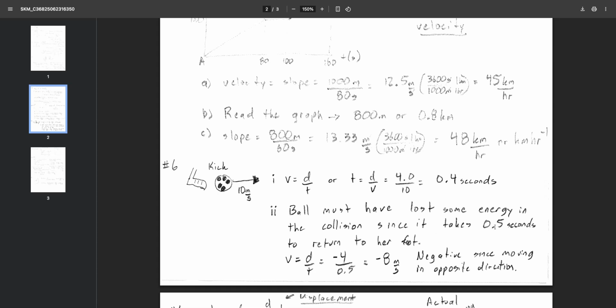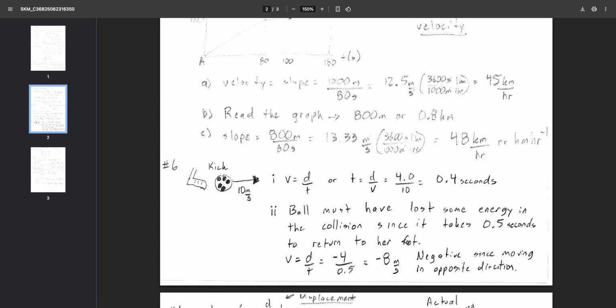It takes 0.5 seconds to return to her foot, because it took 0.4 seconds to get to the wall, and it took a total of 0.9 seconds for it to get back to Louise. So it must have been 0.5 seconds from the wall back. So I just put -4 now, because it's now moving in the opposite direction.